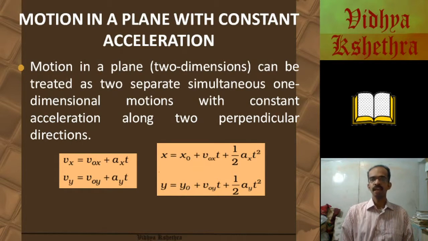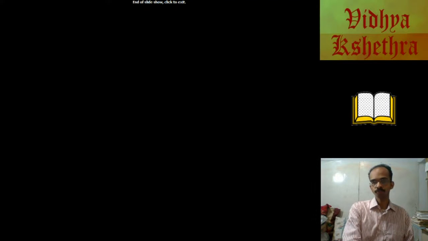Similarly, x is equal to x0 plus v0xt plus half axt square, and y is equal to y0 plus v0yt plus half ayt square. The concept of relative velocity, as we had seen in the case of one-dimensional motion, can be applied similarly in the case of motion in the plane also.